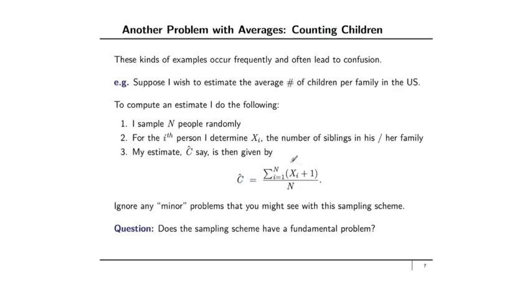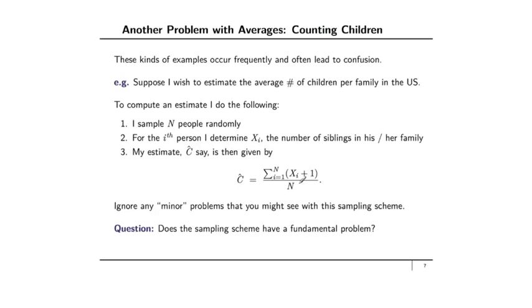C hat is going to be the sum of the xi's plus 1. This extra 1 is for the person that I sampled. So the number of children in that family will be the number of siblings plus the person I sampled. So that's xi plus 1. And then I divide by n. So that's my estimate of the average number of children per family in the US.